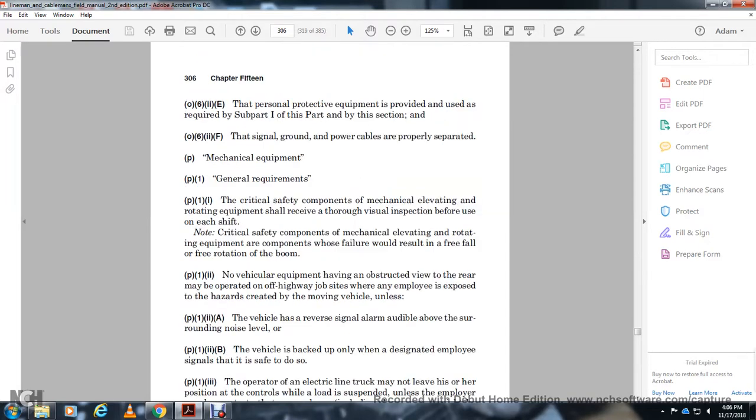The parts protecting equipment provided with the required subpart I of this part of this section, since the ground and power cables are properly separated. Mechanical equipment, general equipment criteria: critical safety components with the mechanical elevation.